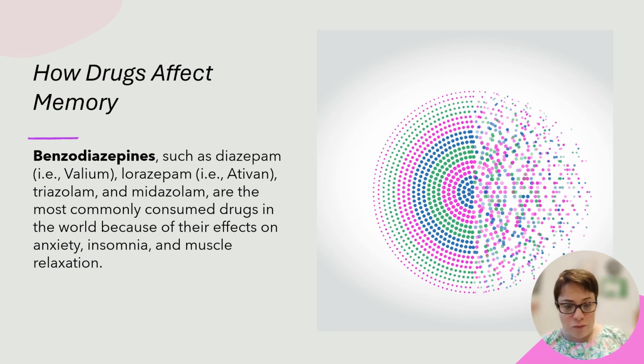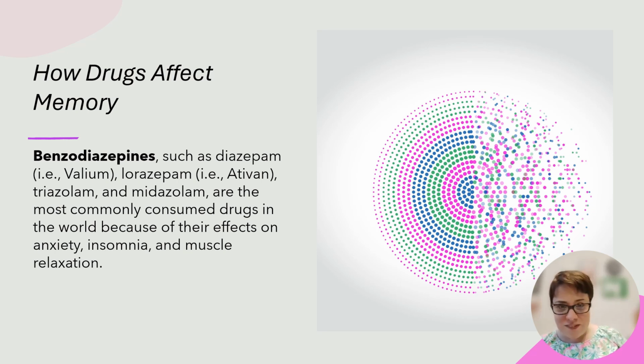Believe it or not, benzodiazepines are the most frequently prescribed drugs in the United States. And these are drugs such as Valium or Ativan or Triazolam or Midazolam. They're usually prescribed to alleviate everything from anxiety to insomnia to muscular spasticity and other things.